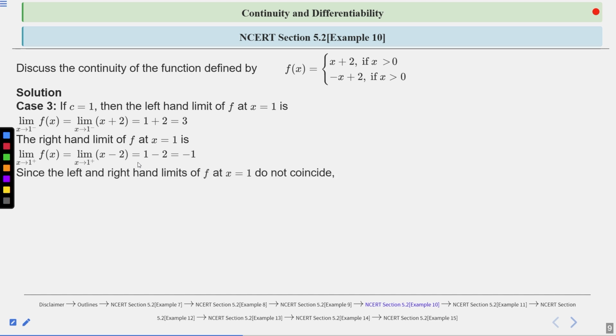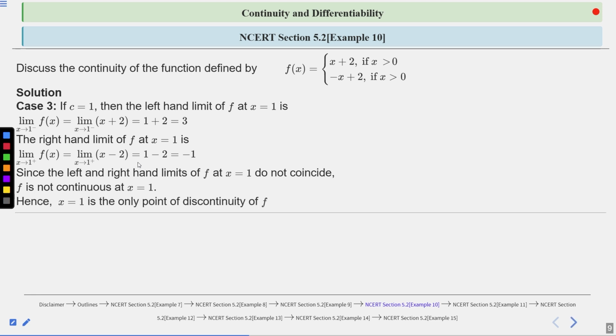Since the left hand and the right hand limit of f at x equal to 1 do not coincide, we can say that f is not continuous at x equal to 1. Hence, the function f is discontinuous at x equal to 1. Hence, x equal to 1 is the only point of discontinuity of the function f.